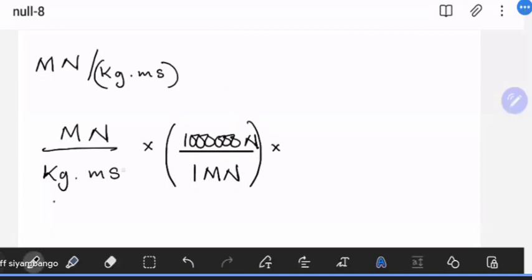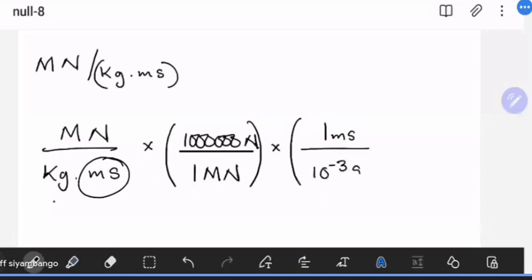But millisecond is not SI. We have to convert. So millisecond, again, milli. So I'll say 1 millisecond because I'm writing a small unit. I'm converting it to a bigger unit. The bigger unit will come with a minus here. So milli is -3. So this is what we have here.